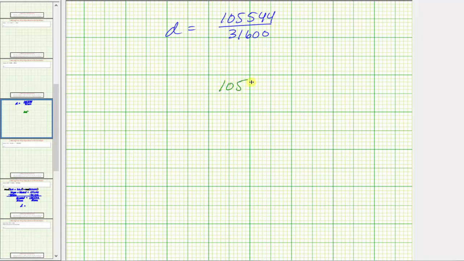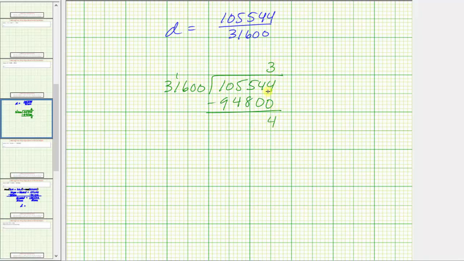So we have 105,544 divided by 31,600. The first step is to determine how many 31,600s are in 105,544. Well, 3 times 30,000 would be 90,000. So let's see if there are 3 31,600s in 105,544. So we'll multiply. 3 times 0 is 0, 3 times 0 is 0, 3 times 6 is 18. Perform an exchange with the 1. 3 times 1 is 3, plus 1 is 4, and 3 times 3 is 9. If this difference is less than the divisor, the 3 is correct.